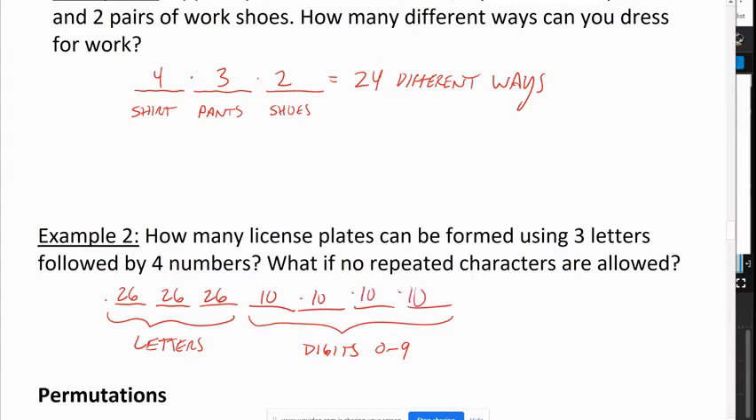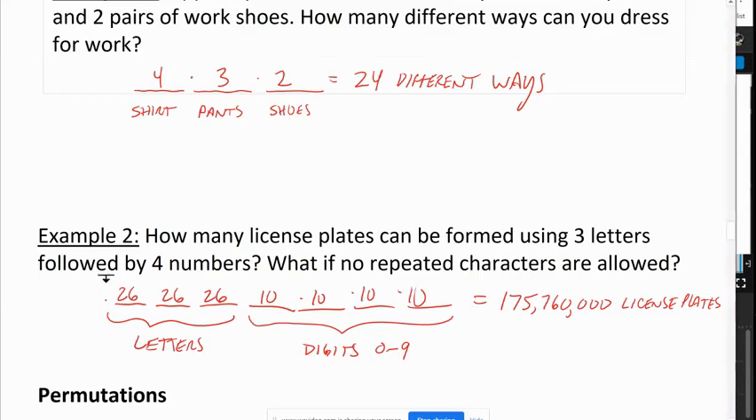And if we multiply all of those out, we get 26 to the third times 10 to the fourth. That is 175,760,000 license plates. So that, again, is an example of the fundamental counting rule.